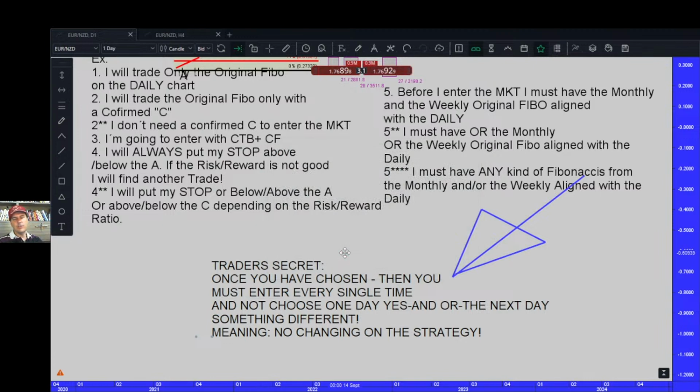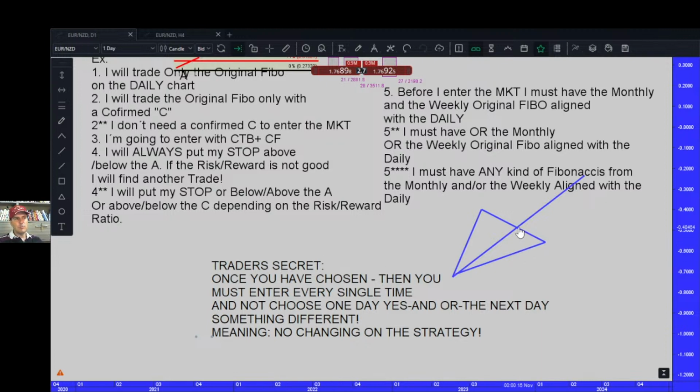Meaning no changing on the strategy. You don't know it yet. This comes more in the Forex course 202. This is the bad news. This is why 90% of traders, doctors, lawyers, movie stars, singers, Uber drivers, gardeners, dentists, whatever, quantum physics are not making it in trading. No consistency. But what if I choose number 2?